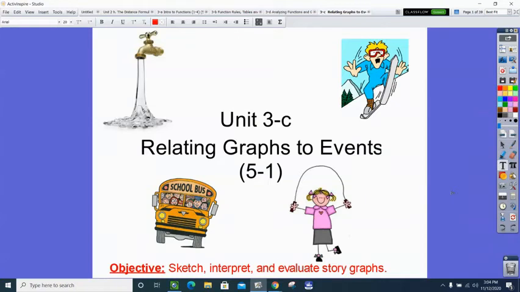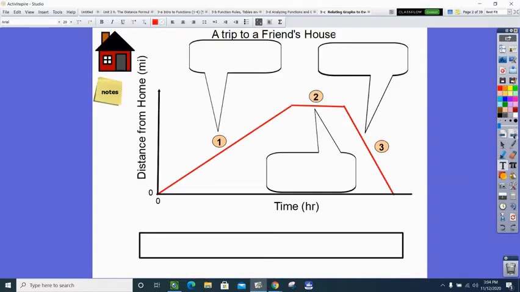So today we're going to take our graphs one step further, and we're going to relate graphs to real-world events. We're going to sketch, we're going to interpret, and we're going to evaluate what are called story graphs. We're going to start with things kind of basic, and then we'll kick it up by putting numbers in. But we're going to start just by looking at some basic examples.